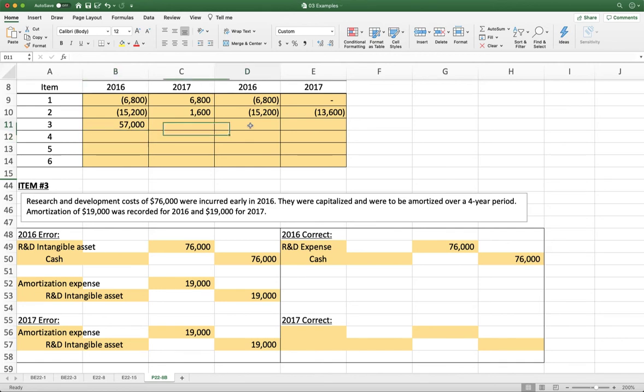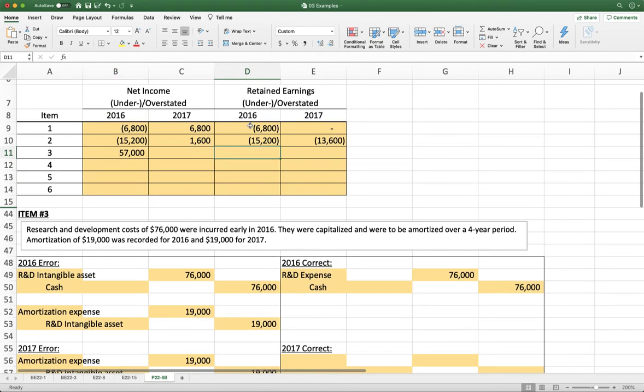When we close out our income statement, we're going to take that error of an overstatement of $57,000 and move it to retained earnings. So you should be noticing a pattern by now. In the first year of an error, the effect on the income statement and the effect on retained earnings is going to be the same. It's only when we get into subsequent years where we have a cumulative effect in retained earnings and net income is going to be 1 year at a time.